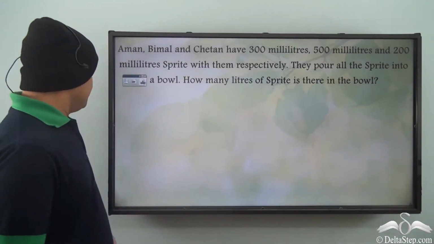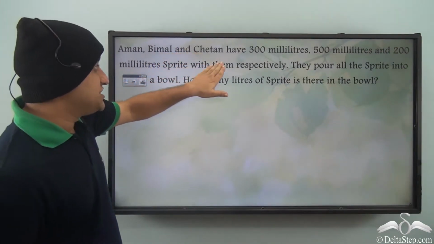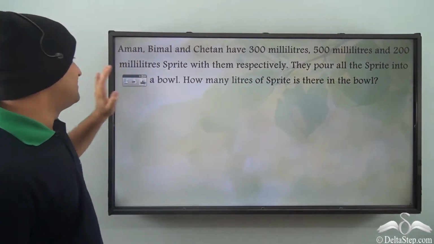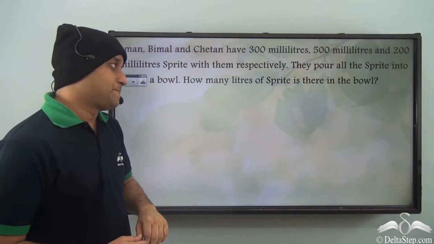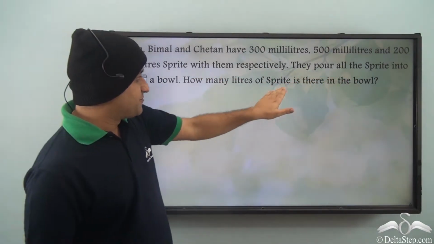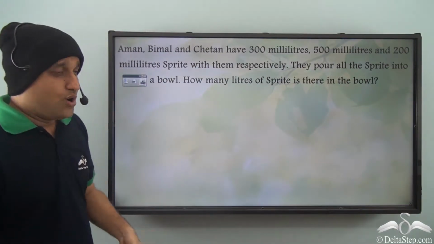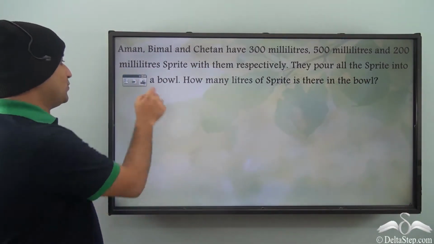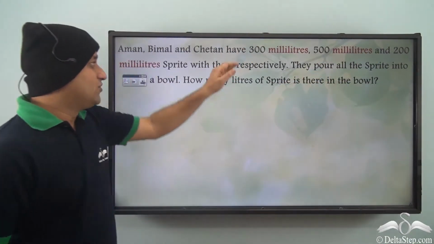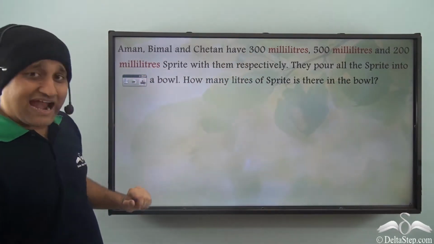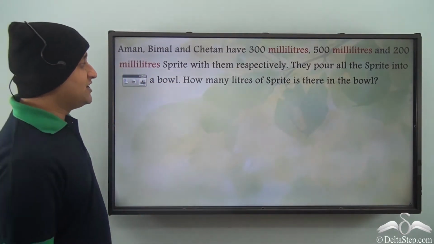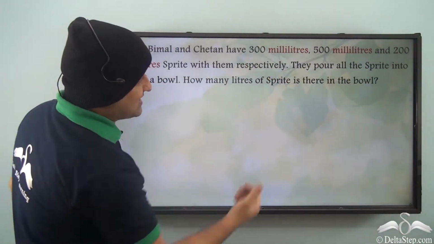Now, in the next question, Aman, Bimal and Chetan have 300 milliliters, 500 milliliters and 200 milliliters of Sprite with them respectively. They pour all the Sprite into a bowl. How many liters of Sprite is there in the bowl? Now, what are the main points in this question? Well, the figures of 300, 500 and 200, which is the amount of Sprite they had in milliliters. Now, they pour all the Sprite into the bowl. So what we need to calculate is how many liters of Sprite is there in the bowl.